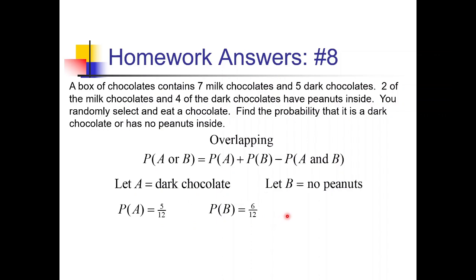Now let's look at P of A and B. These would be the dark chocolates that have no peanuts. And again, there's 5 dark chocolates and 4 have peanuts, so 1 doesn't. So that's a 1 out of 12 probability that we meet both of these conditions. So putting all that together, we've got 5/12 plus 6/12 minus 1/12. That is 11/12 minus 1/12, which is 10/12. And if we want, we can reduce that to 5 over 6.